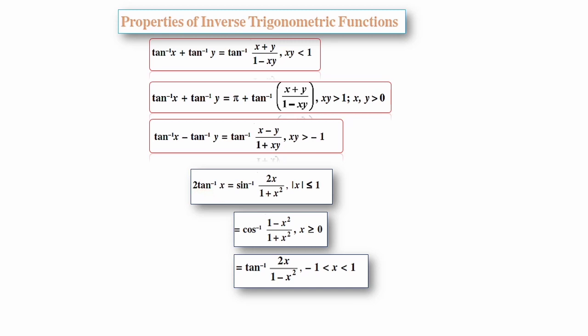2 tan inverse x is equal to sin inverse 2x by 1 plus x square, cos inverse 1 minus x square by 1 plus x square, then tan inverse 2x by 1 minus x square. So these 6 formulas you need to learn by heart for solving the next few questions of the next exercise.